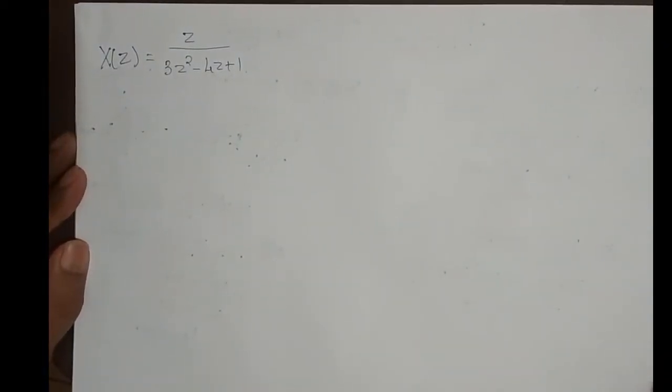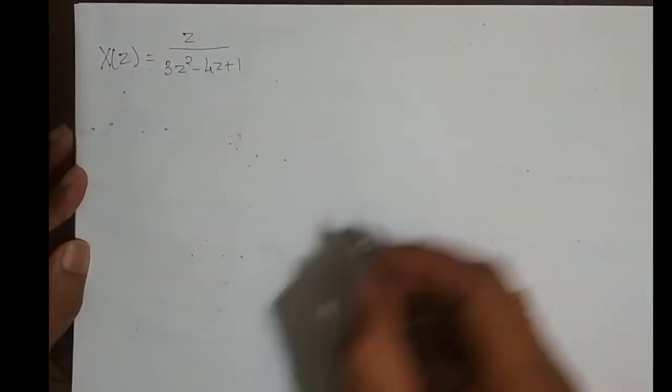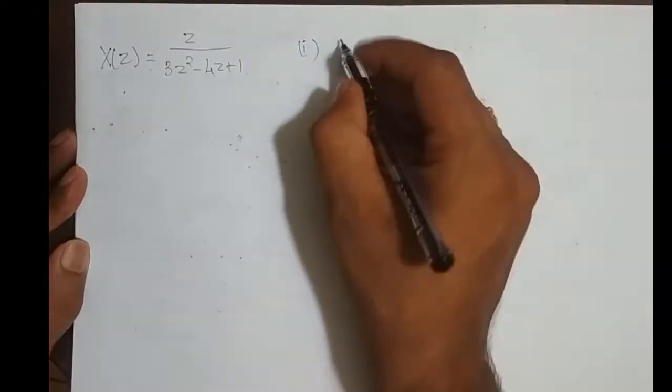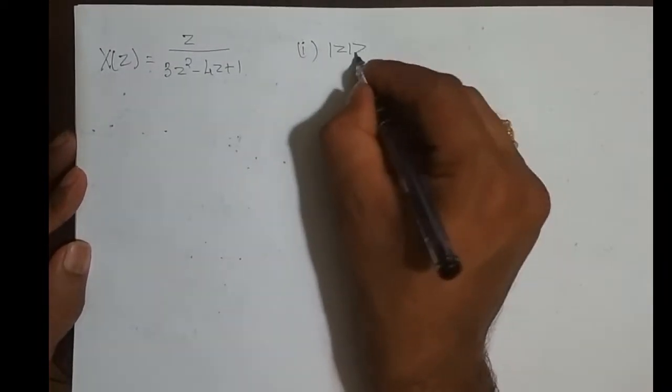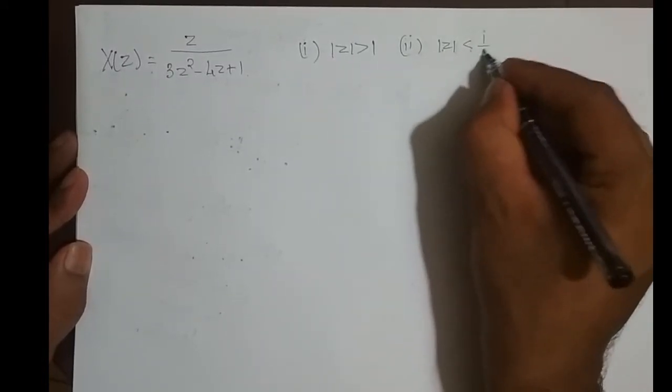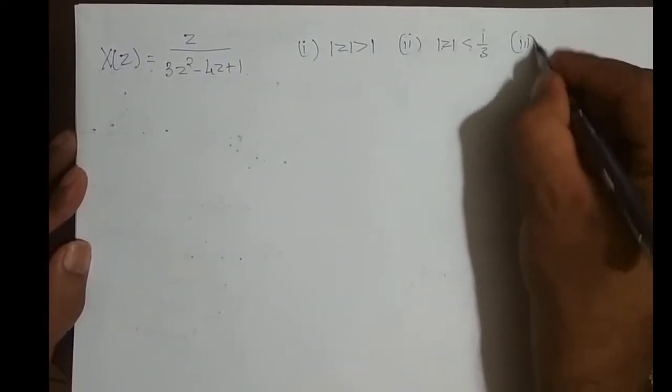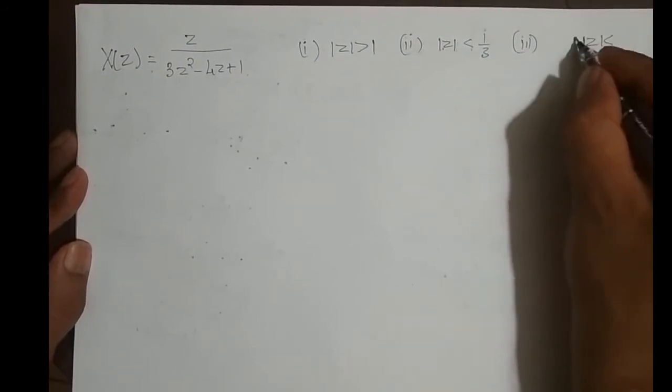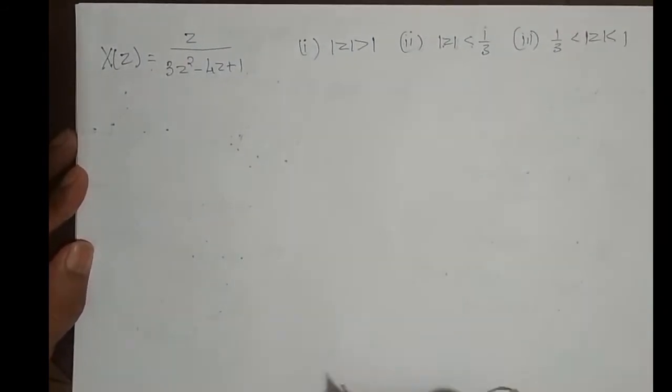I need to find the inverse Z transform of this with different ROCs. The first ROC is magnitude of z greater than 1. The second ROC is magnitude of z less than 1/3. And the third ROC is magnitude of z in between 1/3 and 1.